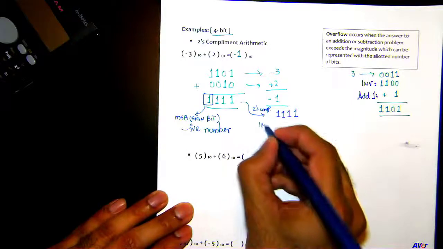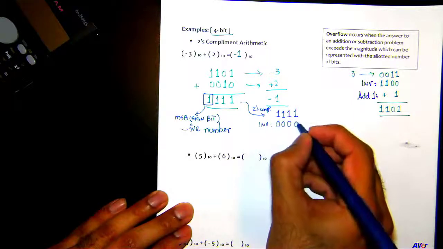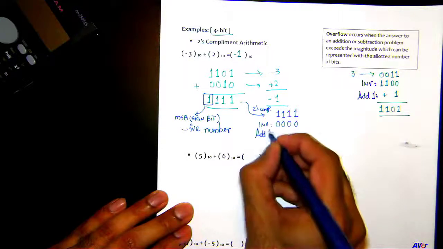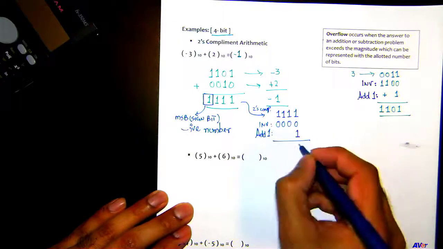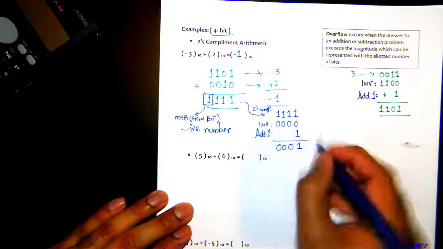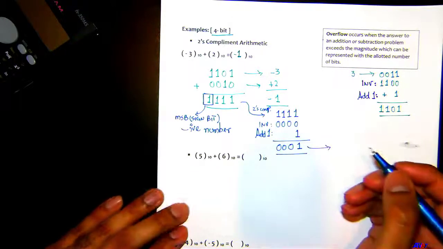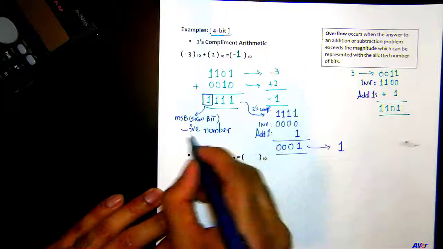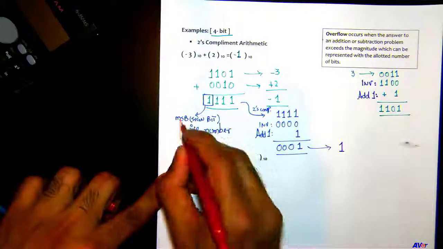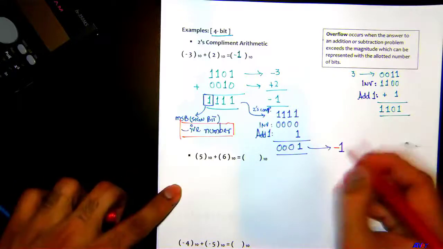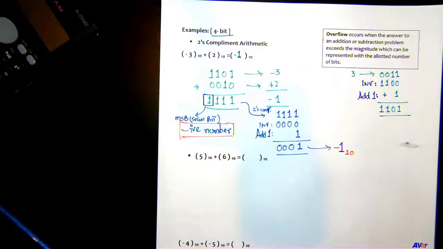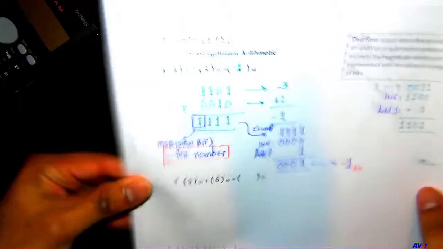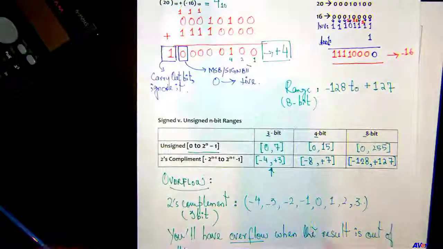Okay, what's the first step? Invert: 0, 0, 0, 0. Second step is add 1. 0 plus 1 is 1, and then 0, 0, 0. 0001 represents what number in decimal? 1. And because the number was negative, you add a negative sign to it. Okay, is that what we were expecting? Yes, we were. Okay, -3 plus 2 gives you -1. And because -1 is within the range right here, there was no overflow.